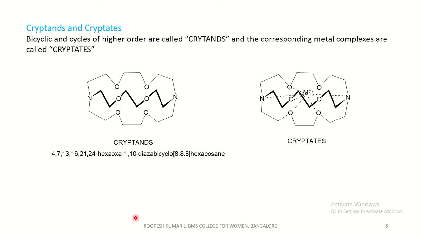Cryptands and cryptates. Bicyclic and cycles of higher order are called cryptands, and the corresponding metal complexes are called cryptates. And this is the cryptand and this is the cryptate.